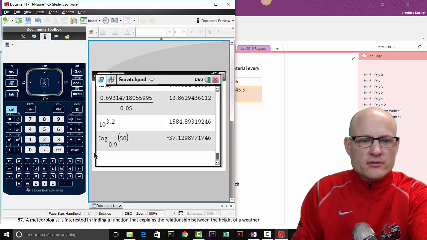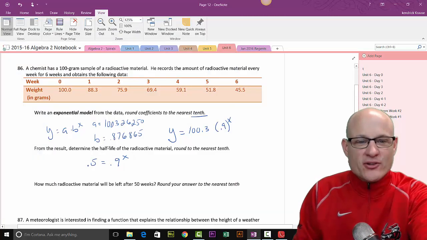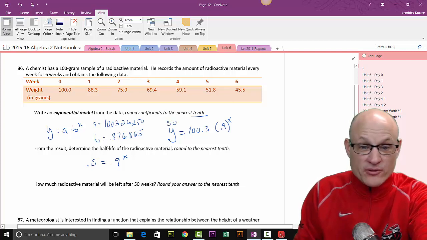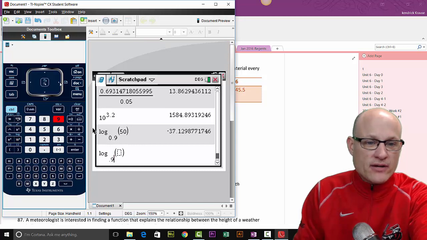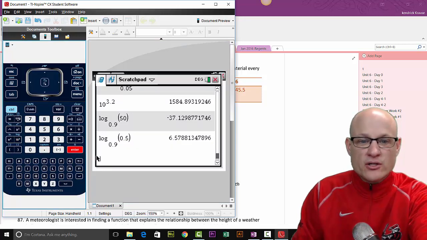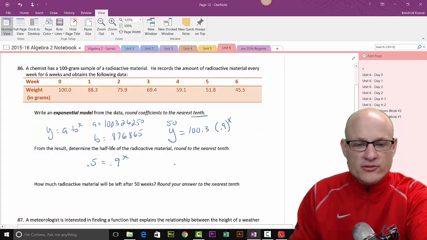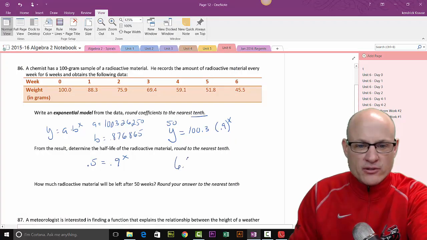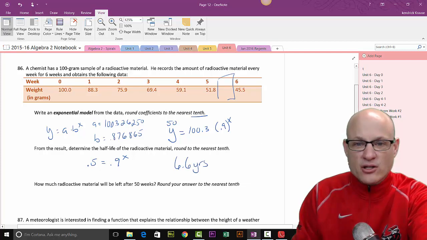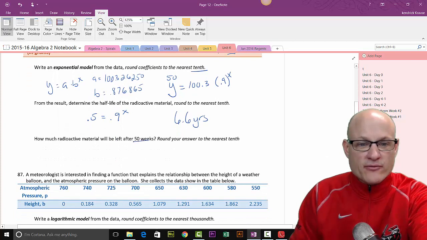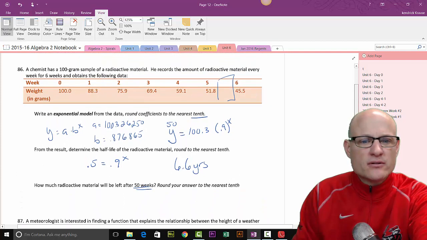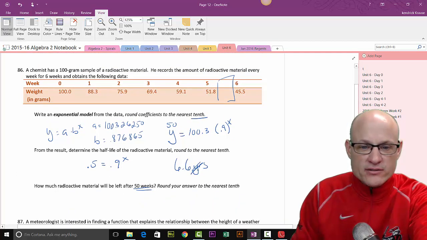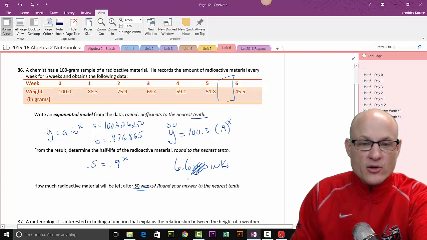So let's go back here. No, yes, use 50. So I want to know when this is equal to 50. So I divide by 100. So log base 0.9 of 0.5 equals 6.57. Nearest tenth, 6.6 years. 6.6 years. And that's somewhere around here, I guess. It's a little off. How much radioactive material is left after 50 weeks? Oh, this is not years, it's weeks. So I don't know after 50 weeks.